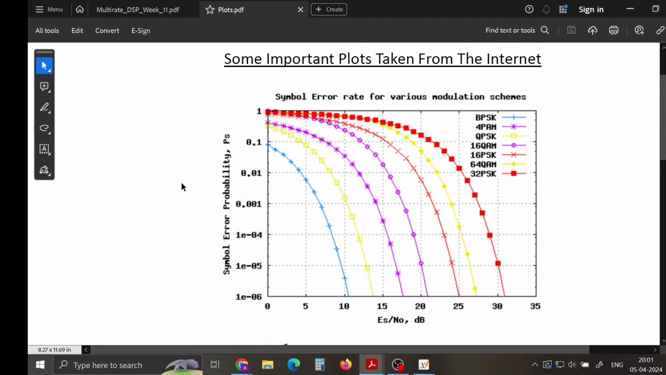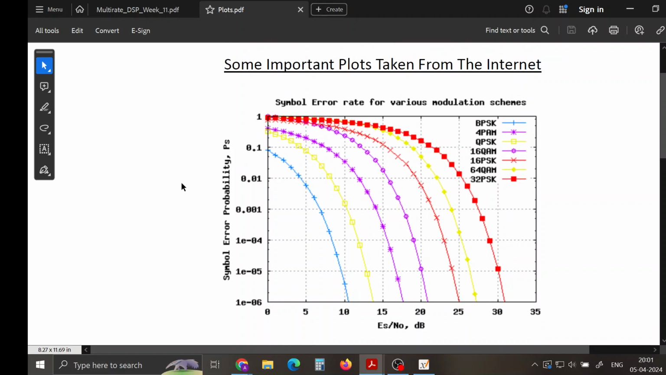So from this diagram also, the best choice for us is the BPSK, because that's the best. That's the one which delivers the best performance with respect to symbol error rate. So BPSK is the most robust scheme. Okay. And now what about the choice of the code rate?